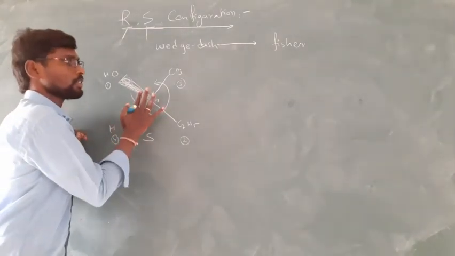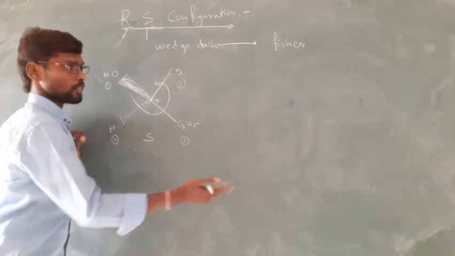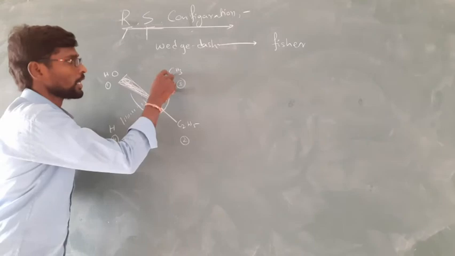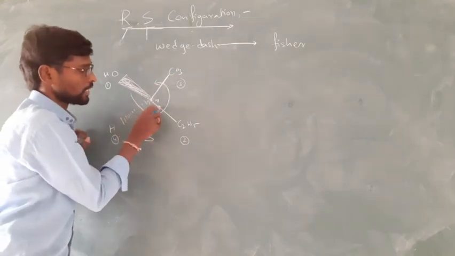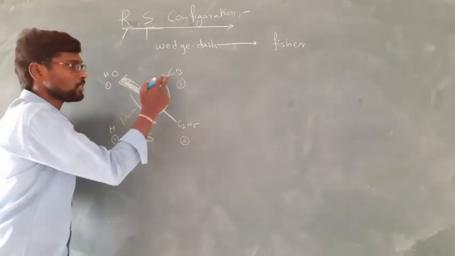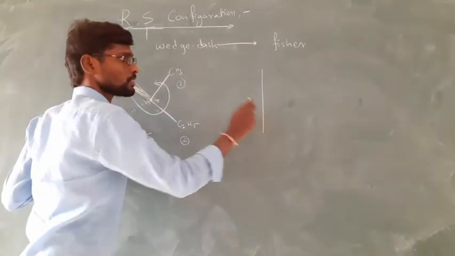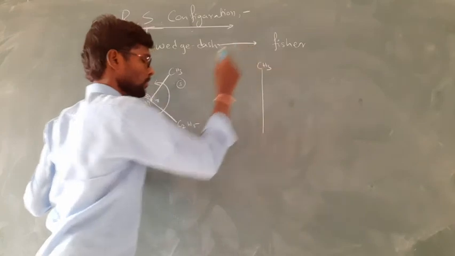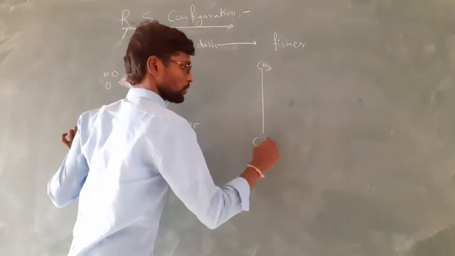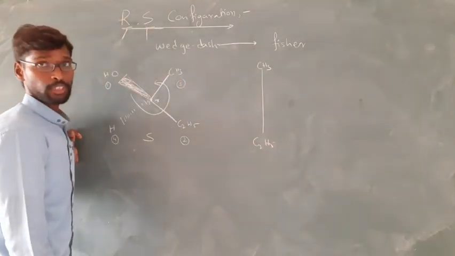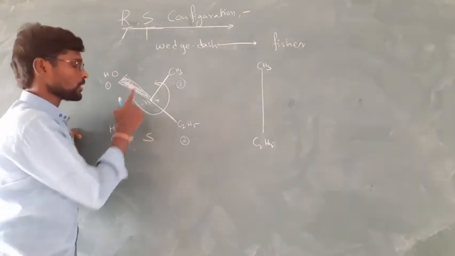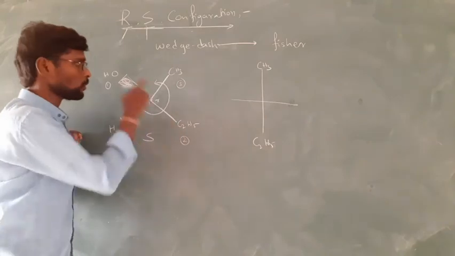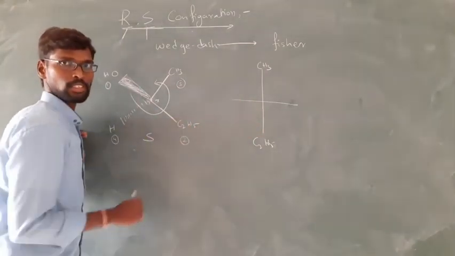Now we are converting this into Fischer form. How to convert this into Fischer form? First, these two are lines. So this line we have to draw like this: on the top side CH3 is there and on the down side C2H5 is there. Now these two, OH and H, where do we have to keep them on this line?